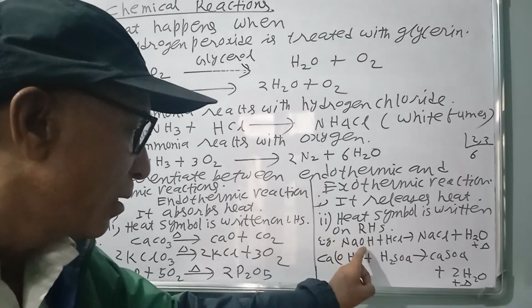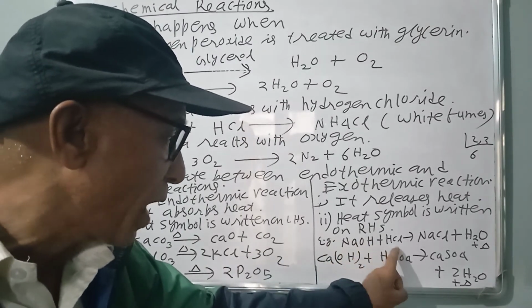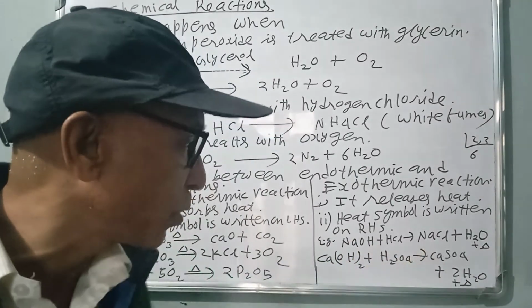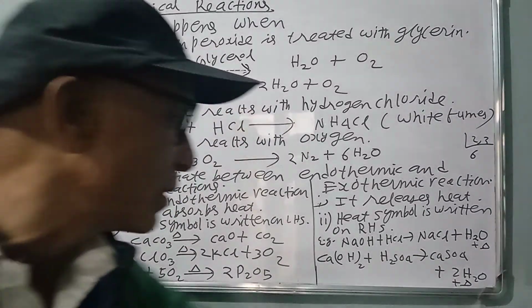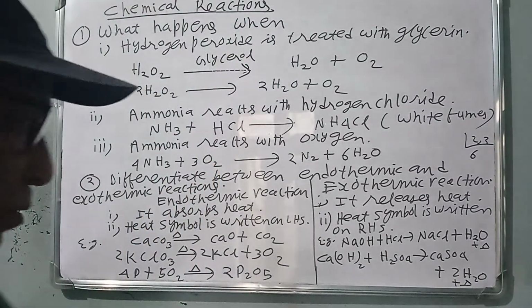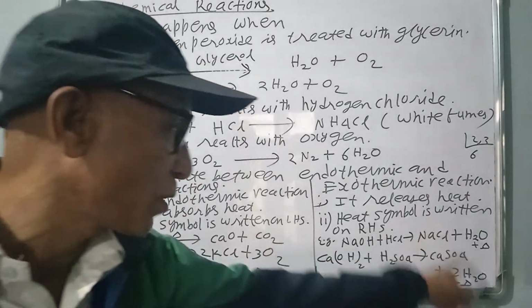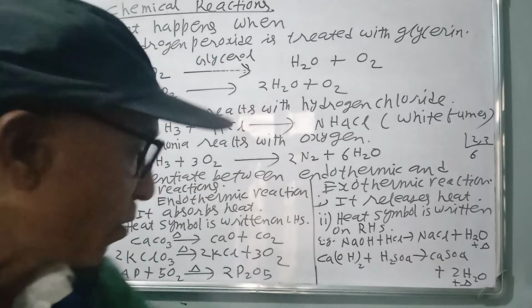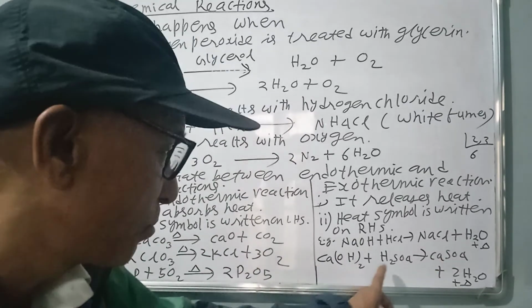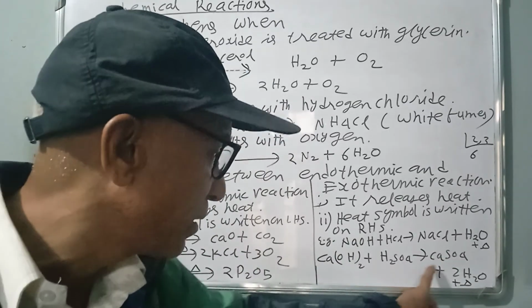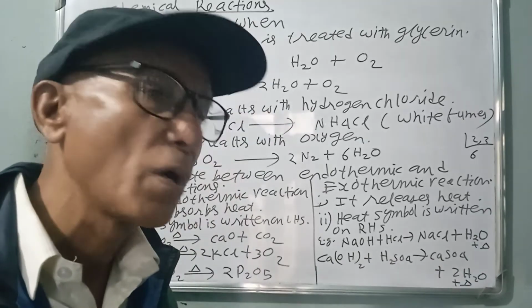Here, example of exothermic: sodium hydroxide plus hydrochloric acid gives sodium chloride and water. A lot of heat is also produced. So after the reaction, it becomes hot. The products are hot. Calcium hydroxide plus sulfuric acid gives calcium sulfate plus water.